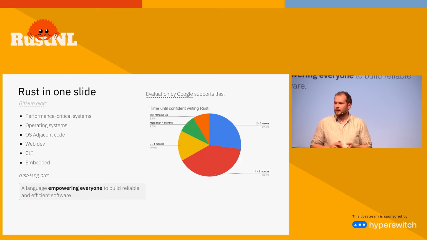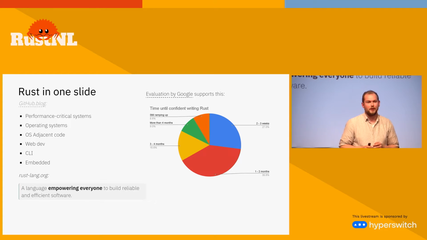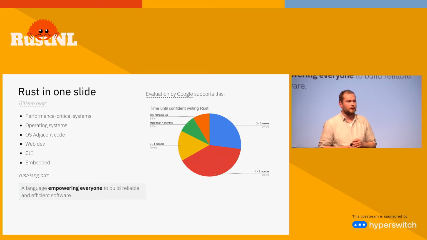So here's the pie charts that most of you probably have seen before. It's from Google, from an evaluation they did on their comprehensive Rust course. And what it shows here is that 2/3 of participants of that course felt confident writing Rust within 2 months. And so that shows that even though Rust is perceived as a language that is hard to learn, I think it's quite easy to get really good at Rust.